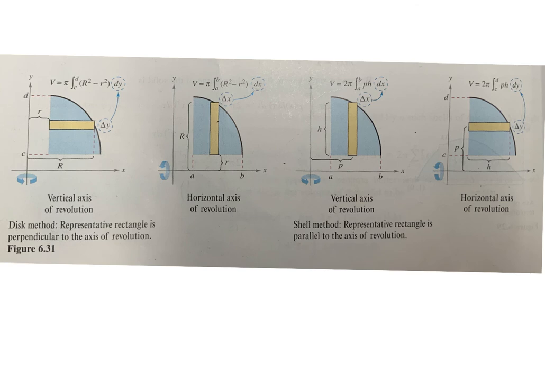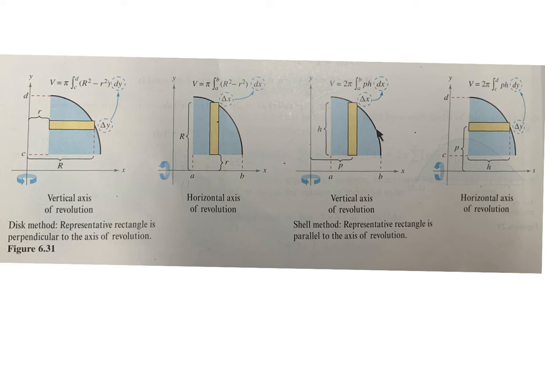So you'll notice that when you have a vertical axis of revolution here, for the disk method, everything has to be in terms of y. So when I have a y-axis revolution, my functions need to be x equals something, because x equals 0 is my y-axis. When I have a horizontal revolution with the disk method, it's y equals 0, so all of my functions need to be y, and it's in terms of x, meaning dx up here.